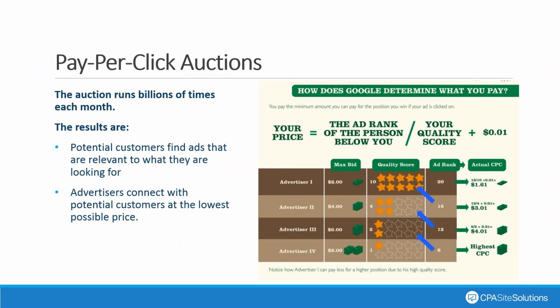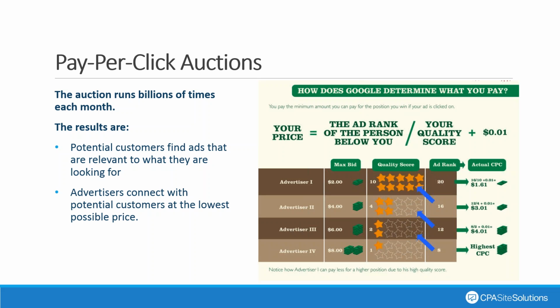When advertiser 1 gets clicked on, and remember, you only pay when your ad is clicked on, here's how much they pay. Google takes the quality score, the ad rank of the advertiser just below them, divides it by your quality score, and adds 1 penny. So advertiser 1, who bid $2 for that particular click, paid $1.61.